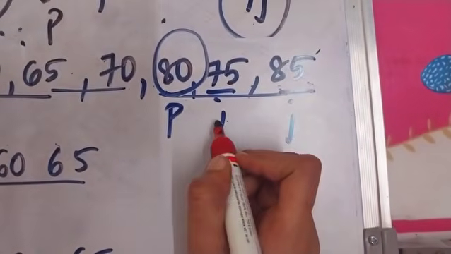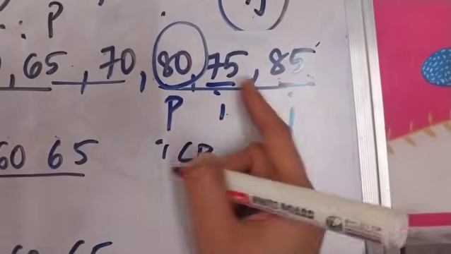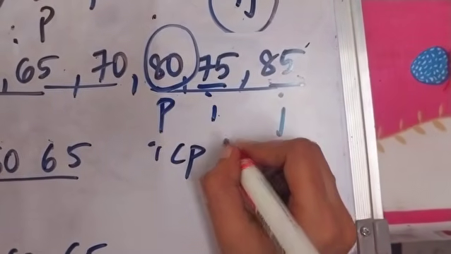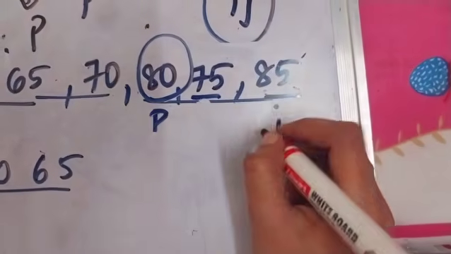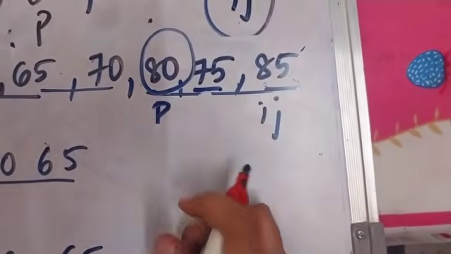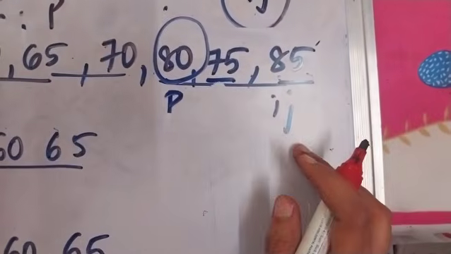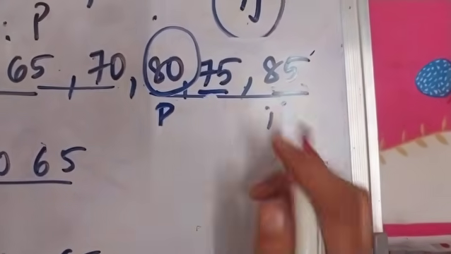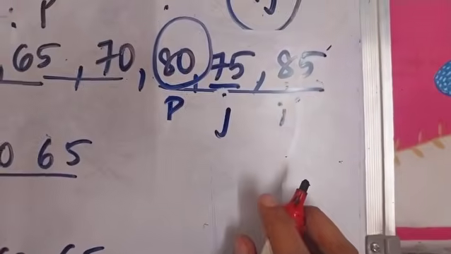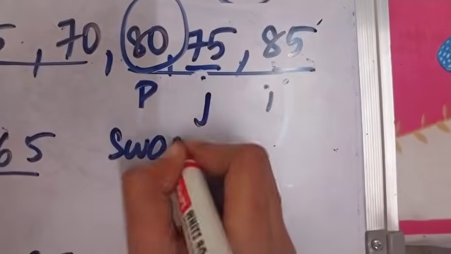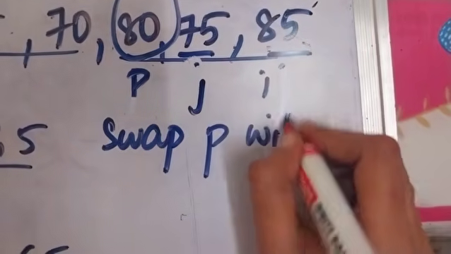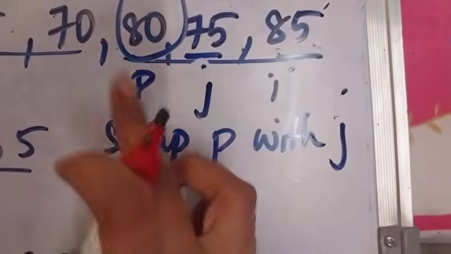Same procedure. Is I less than pivot element? Yes, it is. So increment it. Let us increment. So here I comes. Is J greater than P? Yes. So I will decrement it. Right? So J comes over here. This becomes my J. Now see, whenever I have J and I like this, what do we do? Swap pivot with J.